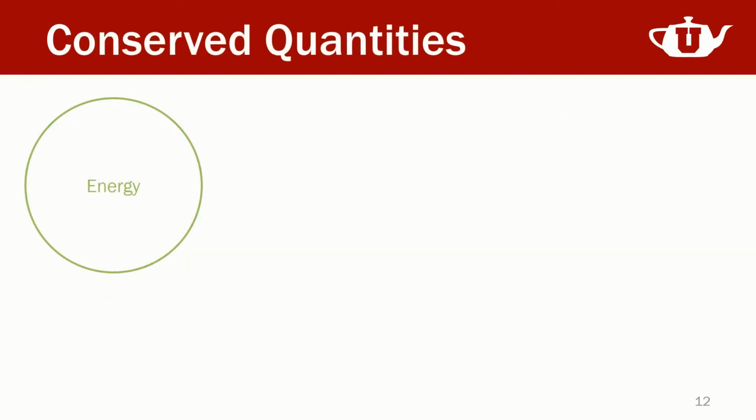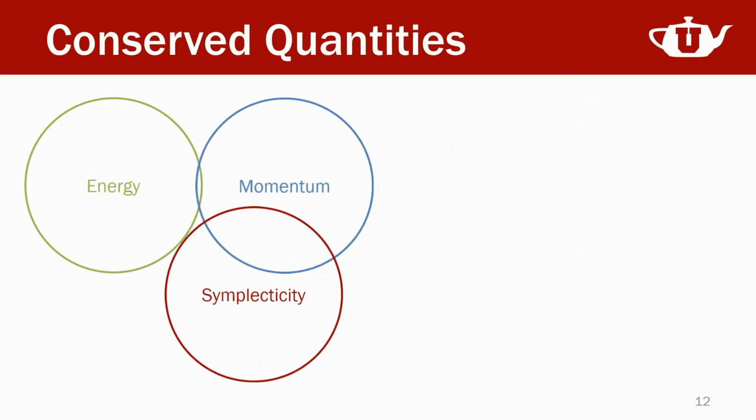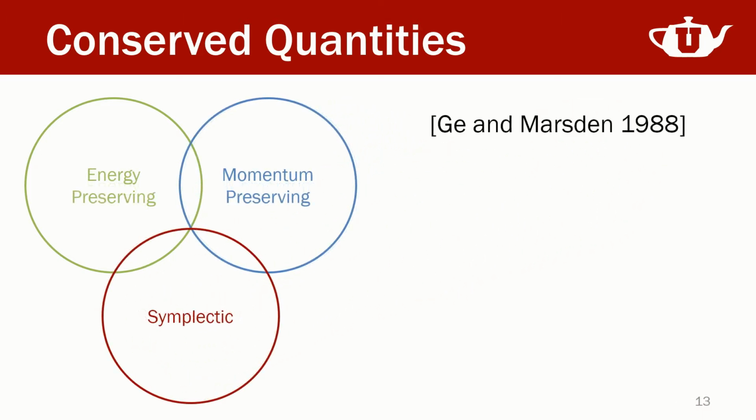Besides energy, there are other important quantities that need to be conserved for real-world motions, such as momentum and symplecticity. Can we conserve them all? Three decades ago, Ge and Marsden already proved that it's extremely hard to conserve all three quantities at the same time. How hard is it? It needs to be almost the exact solution to conserve them all.